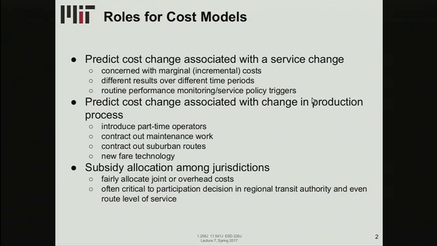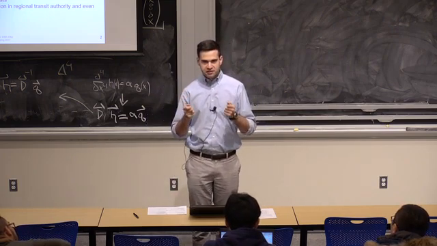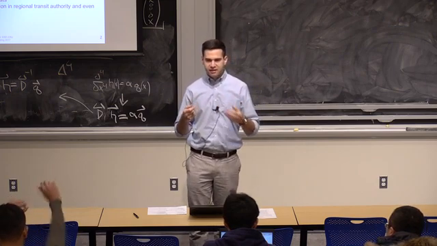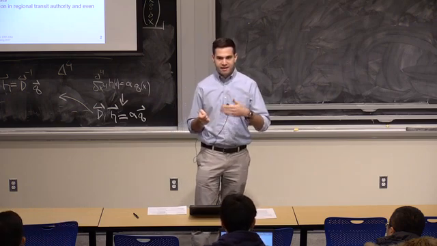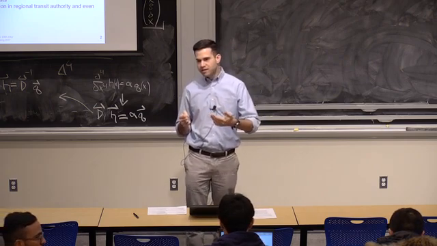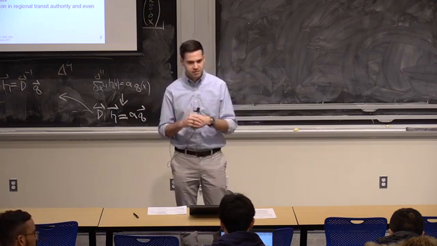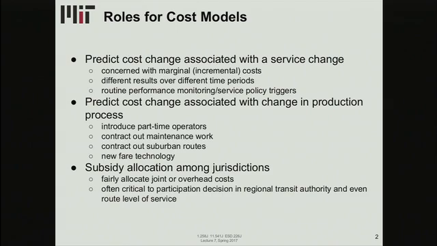Okay, so these models can also be used for routine performance monitoring and service policy triggers. You might remember from the short-term planning lectures that there are some processes where every bus route might be reviewed, and you might decide that you need to add service based on its performance, or you might decide that a bus route isn't meeting the requirements to be financially sustainable. So you are considering dropping service on that bus route. How much will you save by doing that? All of those are applications of cost models.